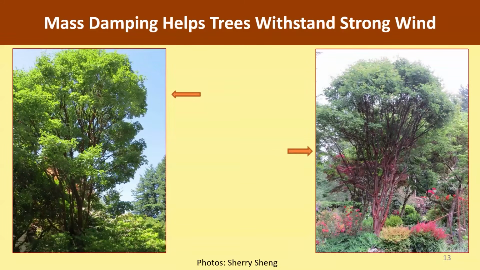Mass damping is something else that helps trees in wind. This is the principle that reduces movement of high-rise buildings in strong wind, and it also works for trees. What we do is keep leaves throughout the tree. Compare these two maples. The one on the left has leaves all throughout, and the one on the right has leaves pretty much along the perimeter or the crown. Which one do you think will do a better job in strong wind? Yeah, you will be right. It's the left one.